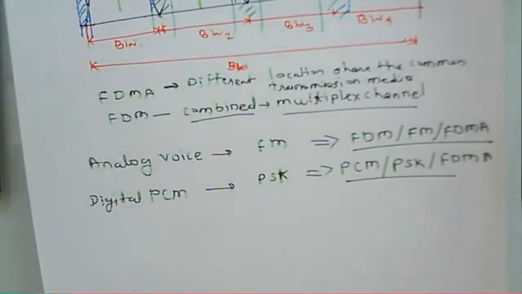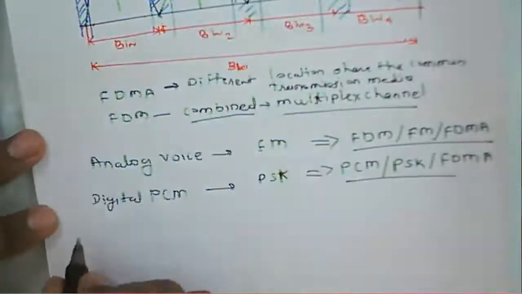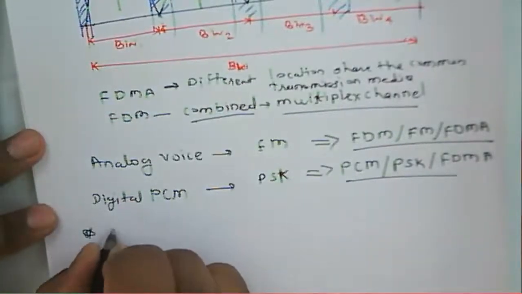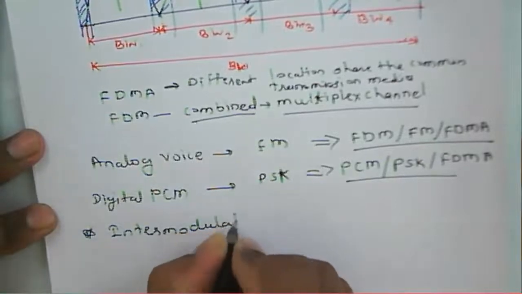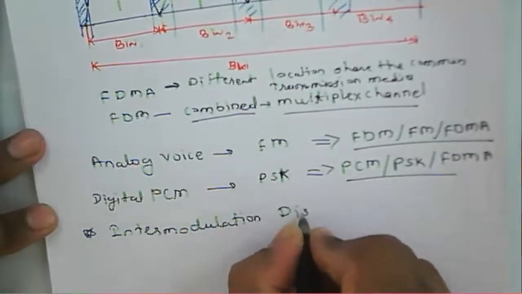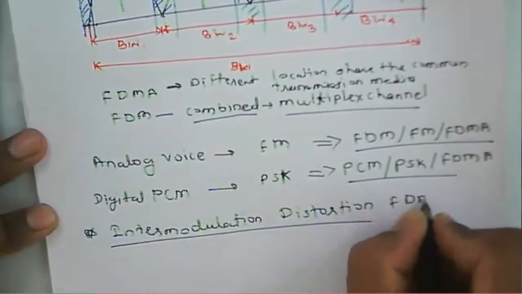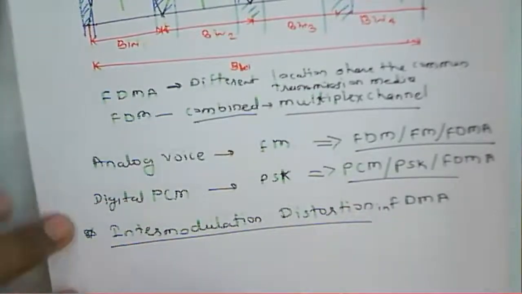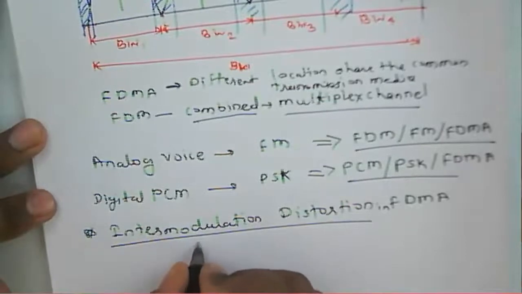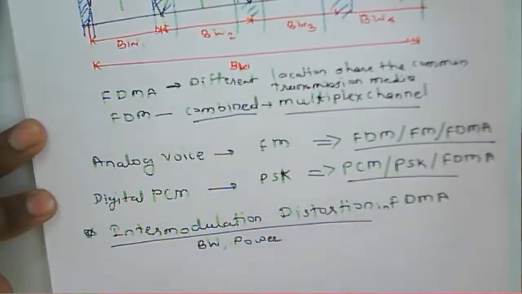Now we will learn how intermodulation distortion occurs in FDMA. Earlier we said that FDMA has limitations for the bandwidth and limitations for the power.